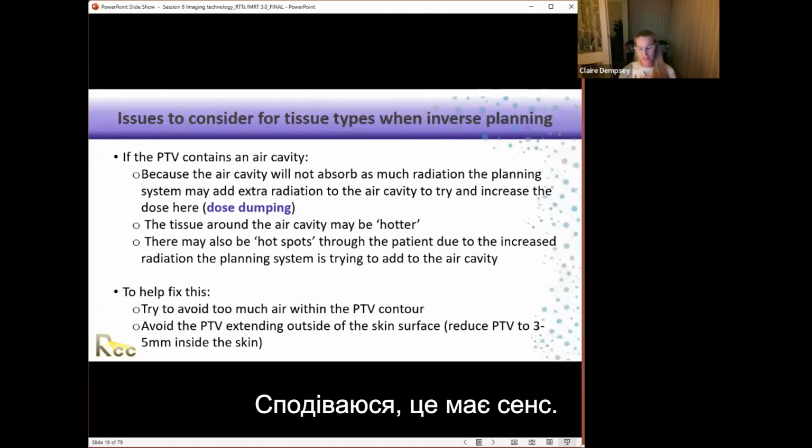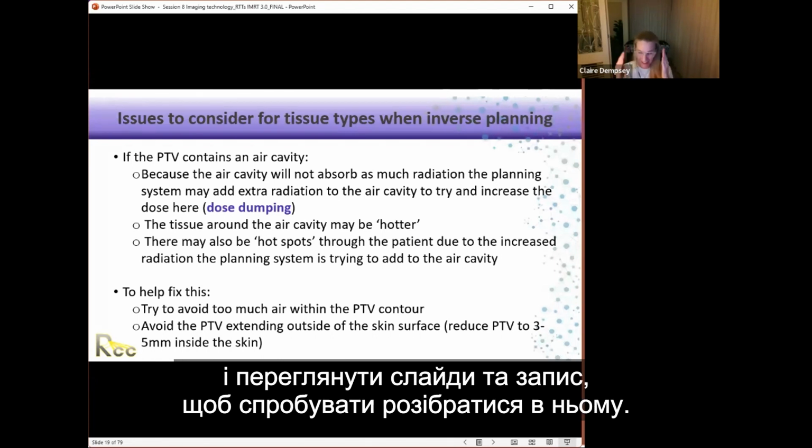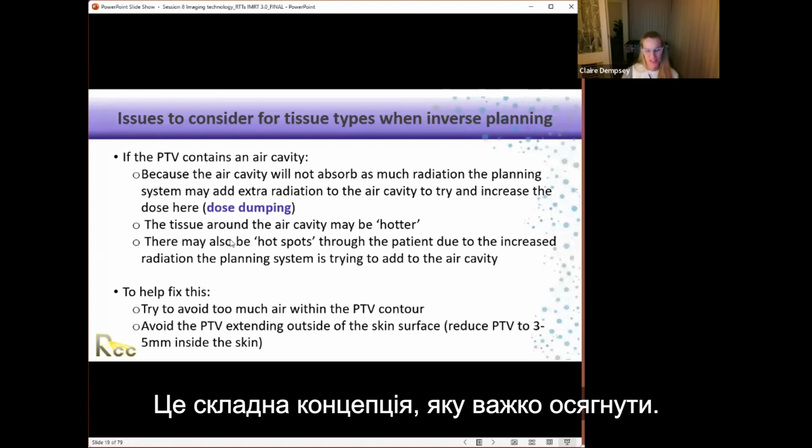So I hope that makes sense. I did have to go through it quickly, but you can always come back and look at the slides and the recording to try and get your heads around it. I still struggle with it sometimes. It is a difficult concept to get your head around.